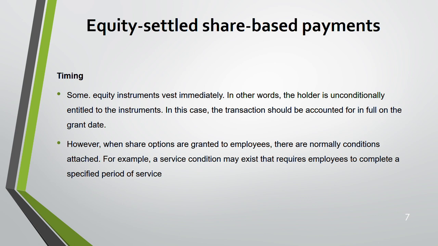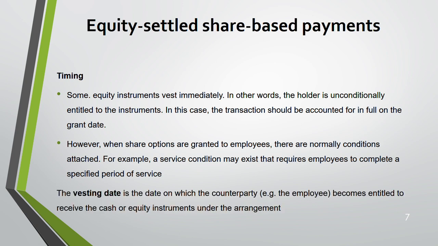Next, when share options are granted to employees, there are normally conditions attached. Like they say you have to be in the company for 4 years, 5 years, right? That's a condition. Vesting date. What is the vesting date? The vesting date is the date on which the counterparty, in this case the employee, becomes entitled to receive that cash or equity instruments under the arrangement. That is the vesting date.